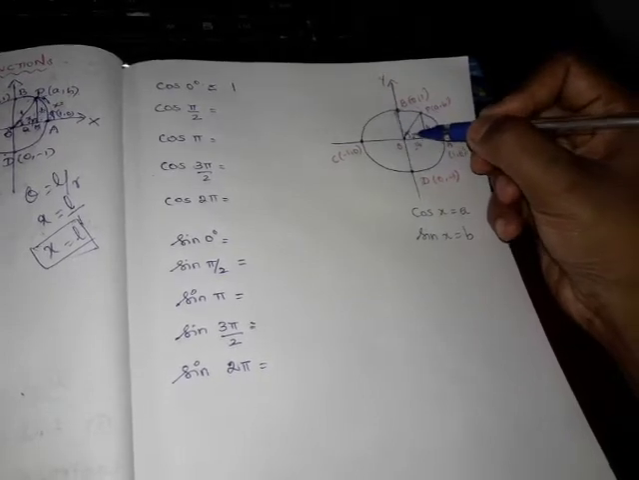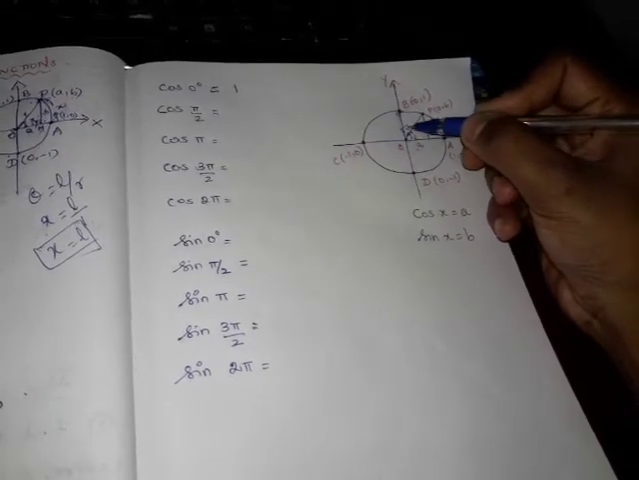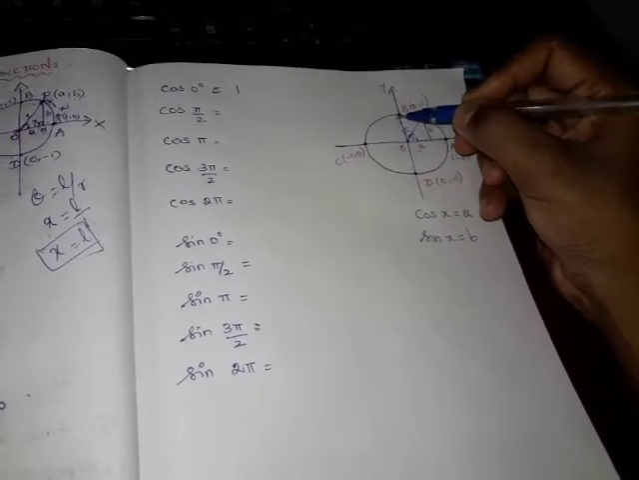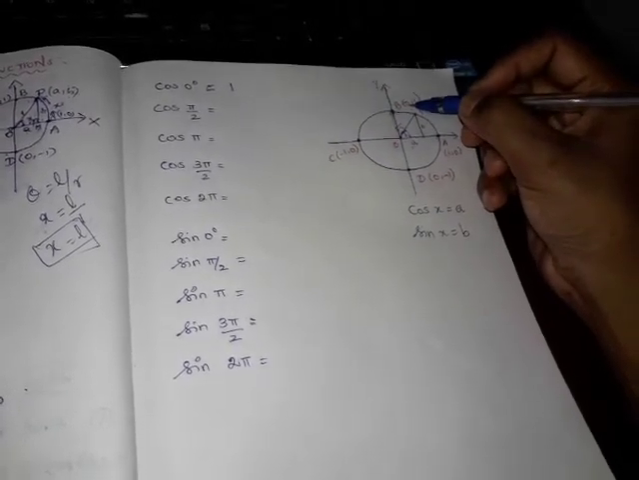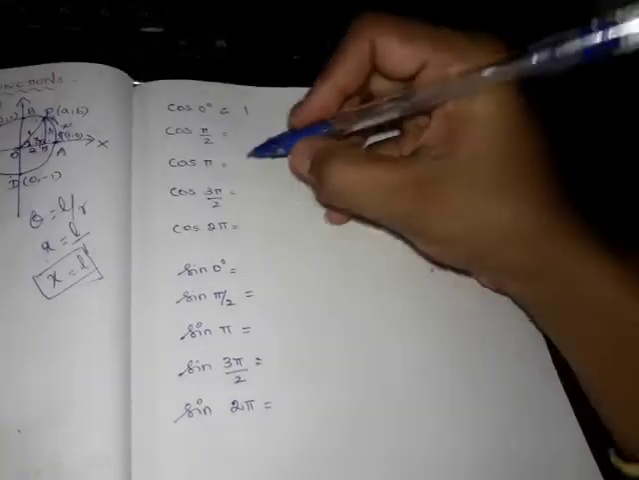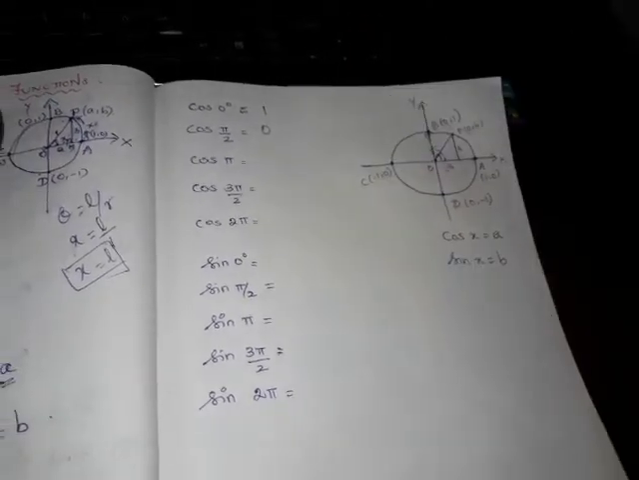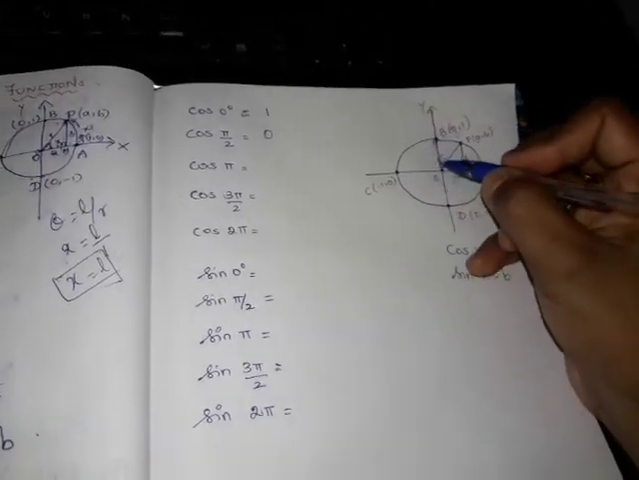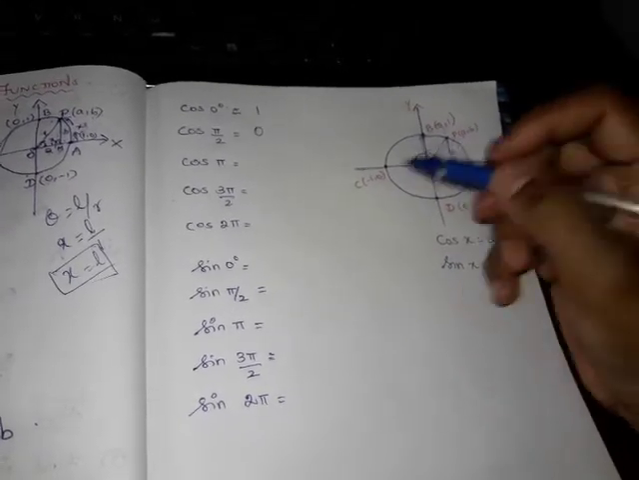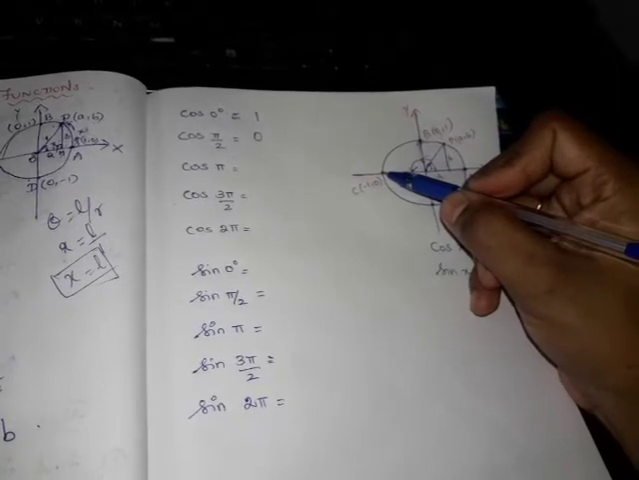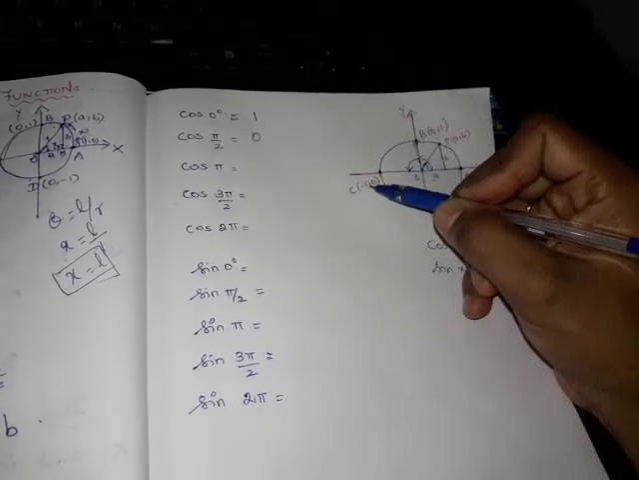Now the angle is moved till here. It is going to be pi by 2. Therefore the terminal point is going to be B. Right. Now what is the x coordinate of B now? 0. Therefore cos pi by 2 is 0. Now again we moved from here to here. Now we reached here, cos pi. Now the terminal point is C. What is the x coordinate of C?